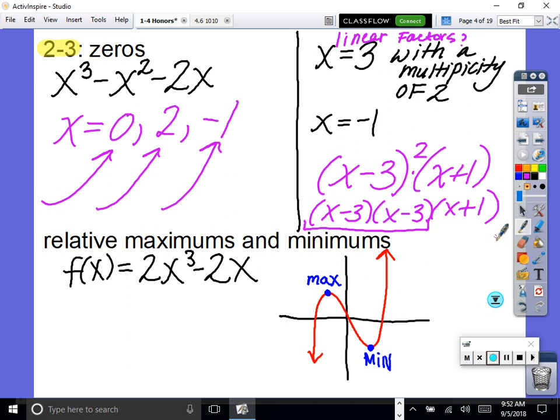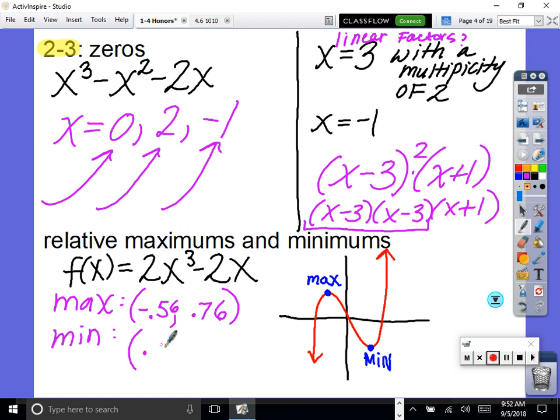Okay, awesome. So what is the relative max? The x, y point. Negative 0.56 and 0.76. Awesome. And then my min, you're right, that is true. My min is 0.56 and then negative 0.76. Yeah. Awesome. Now notice they are exact opposites, right? That won't always happen. Just in this one it happened. So, awesome, yes.